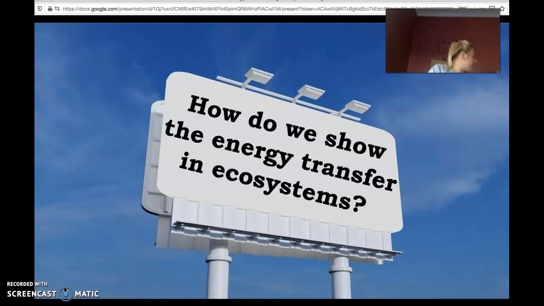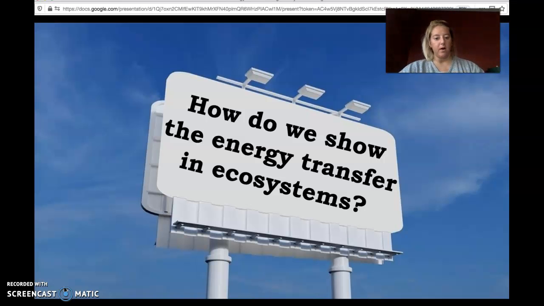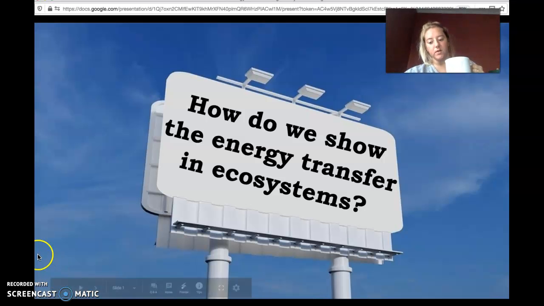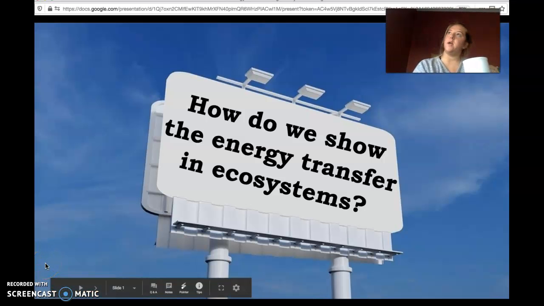Hi guys, you are looking at the goal of today's lecture and our next couple days' worth of work, and our last notes and things to talk about in our ecology unit. So our question is, how do we show the energy transfer in ecosystems? There's a couple ways. Today we're going to talk about food chains and food webs.